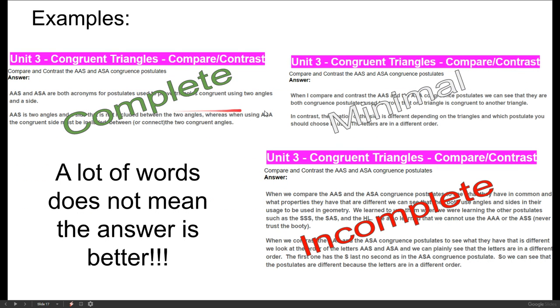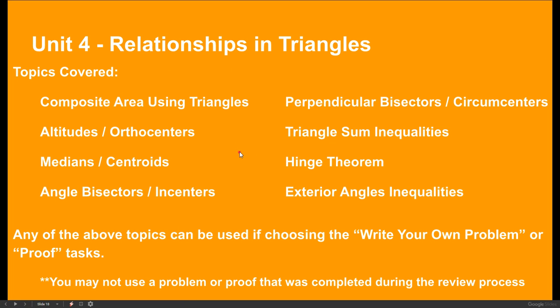So again, the size of the answer does not make the better answer. This one was a lot of words to say not very much. Whereas this one was probably the fewest words, and that was my complete answer. Okay, let's look at the next one.